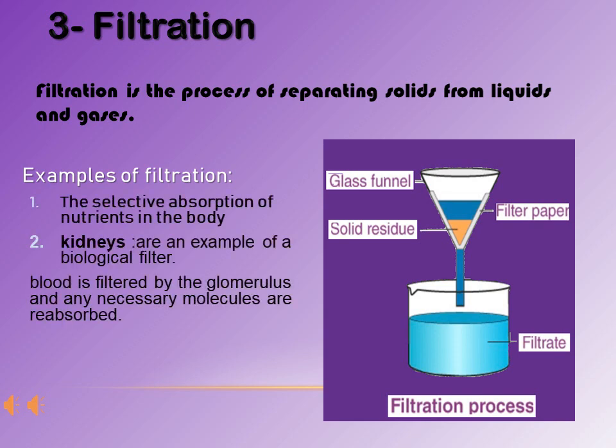The third type we're going to talk about is filtration. Filtration is a process of separating solids from liquids and gas. How does the body do filtration? We're going to have some examples to answer this question. The selective absorption of nutrients in the body by the small intestine. Not all nutrients are absorbed in the small intestine. Specific kinds of nutrients are absorbed by the small intestine, and that's filtration.